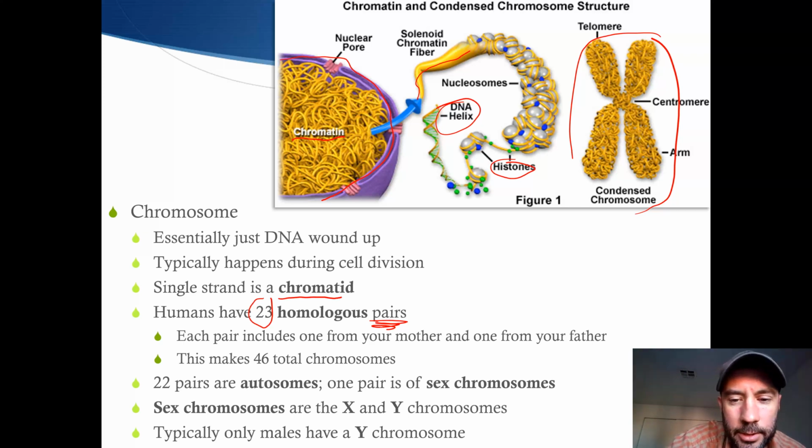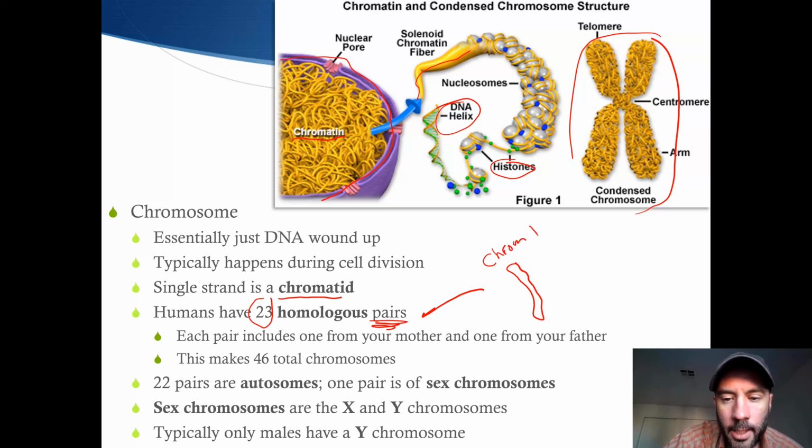All right, so let me just draw something. So let's say here is chromosome 1, and let's say this is from your mom, right? Your mom gave you a version of her DNA in chromosome 1, but you also have a chromosome 1, I'll just put CH1, from dad.